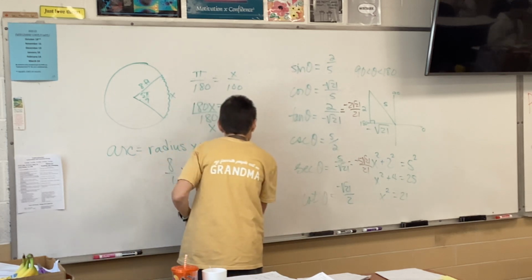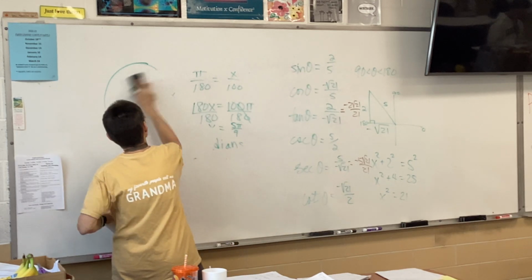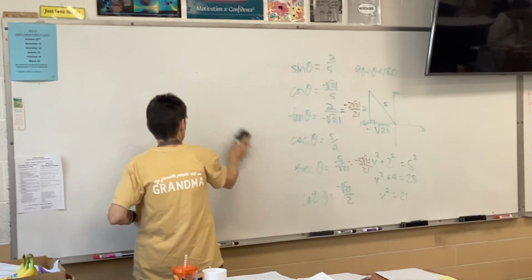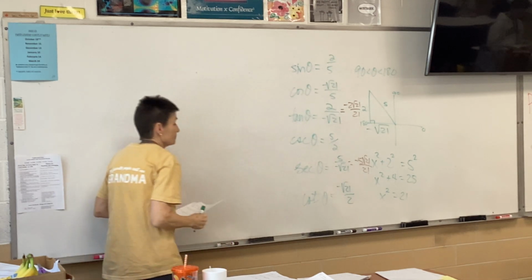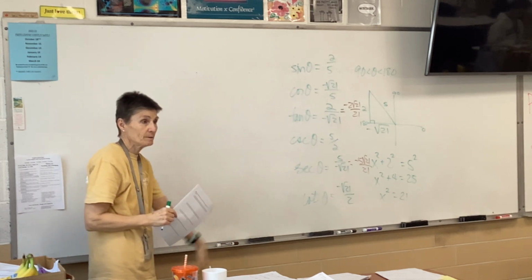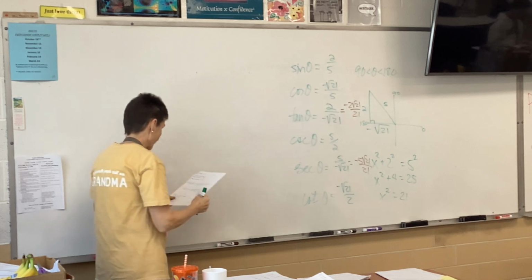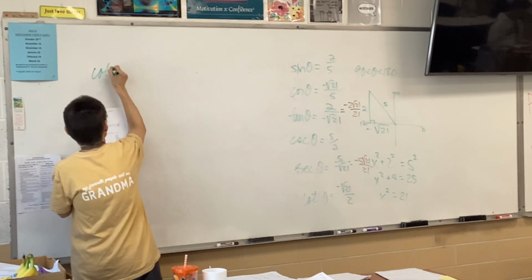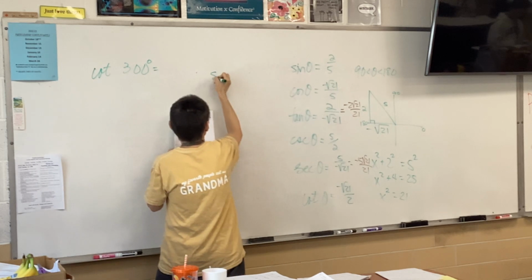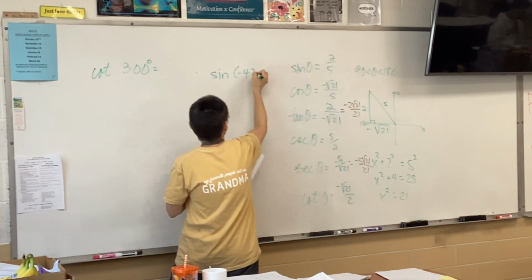Does anybody have a question about that? Everybody got all the steps in that one? All right. Cotangent, 300. Sine, negative 420.